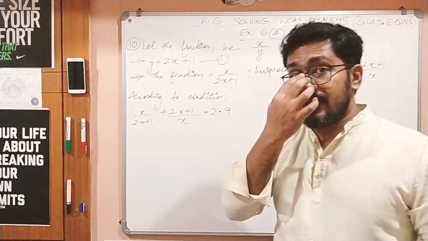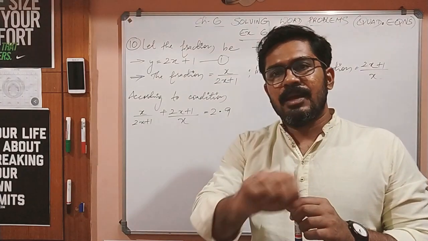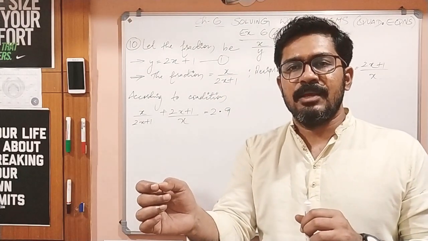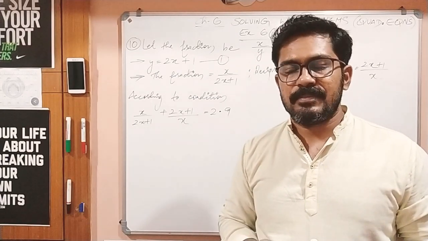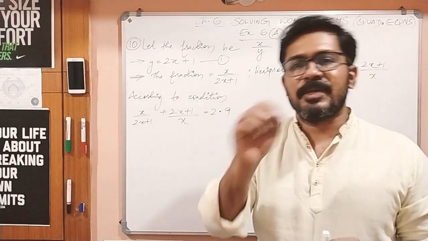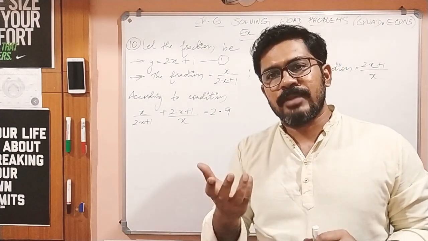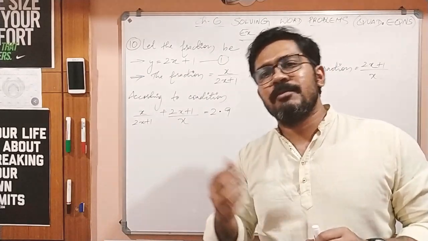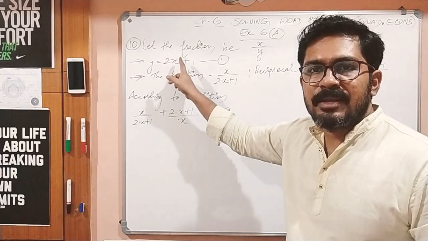Now, the second condition given to us is, if you take the sum of the fraction and the reciprocal of the fraction, that is equal to 2.9. So children, before even we think of writing the fraction plus the reciprocal of it, let us determine what is the actual fraction and what is the reciprocal of the fraction. Just now we got y is equal to 2x plus 1, isn't it?